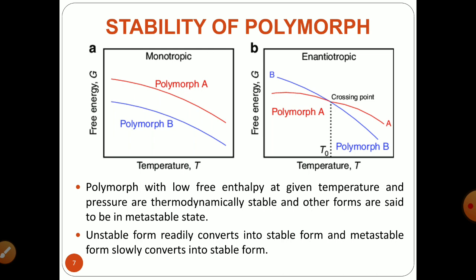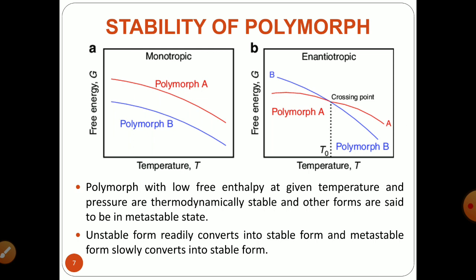If you plot a graph of change in temperature against change in free enthalpy, then for the monotropic system with two different polymorphs, polymorph A and polymorph B, you will observe that they behave in this manner along with temperature. But in the case of enantiotropic systems, as you change temperature, a particular point will arise where the two polymorphs differ in their stability. At a particular point they cross one another, their stability crosses one another, and that point is known as the crossing point. In the case of unstable polymorphs, you can readily convert the unstable form into the stable form, but metastable forms convert slowly into the stable form. So overall, when it comes to stability, free enthalpy is an important aspect to be considered.